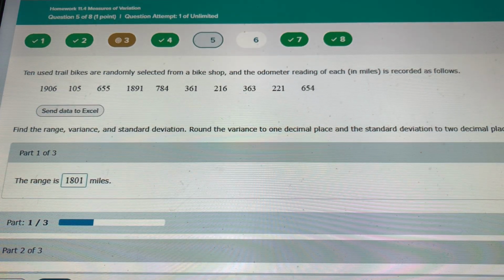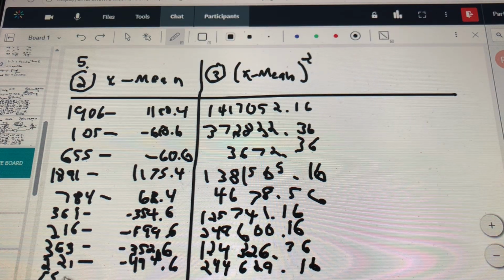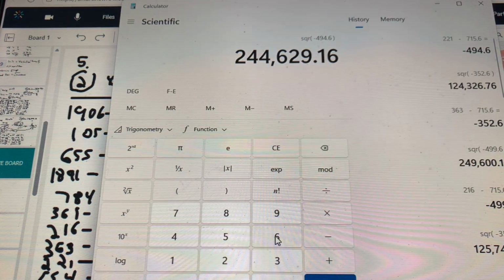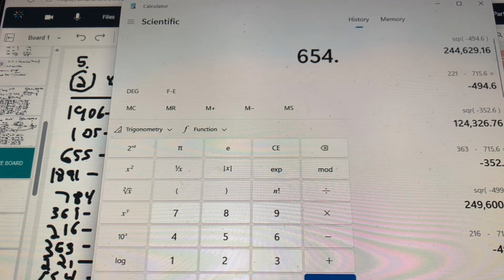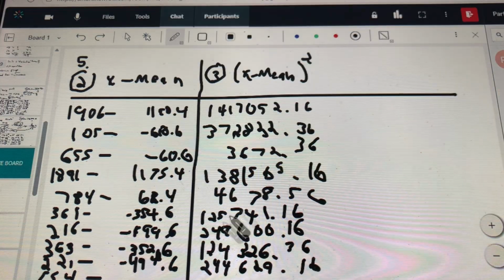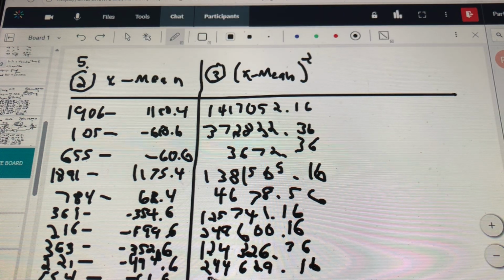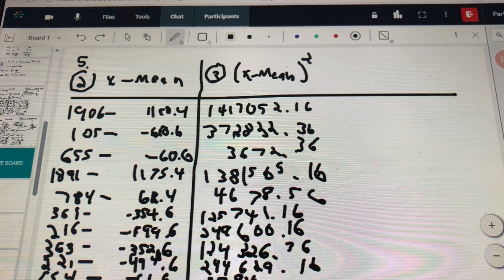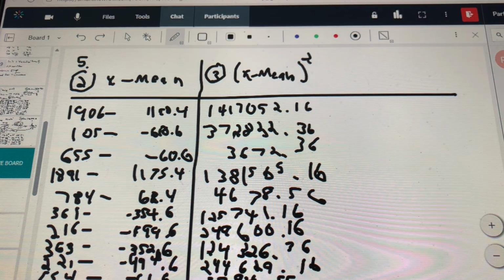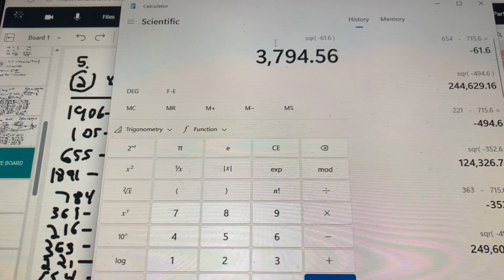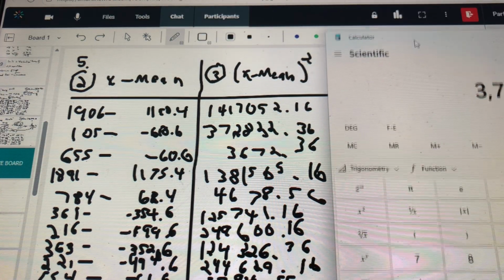Last one is 654. 654 minus the average, negative 61.6. Square it. 3794.56. Okay, so at least the decimals weren't crazy, but it still took forever.